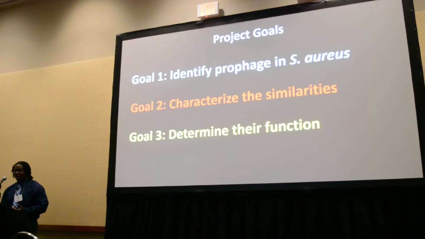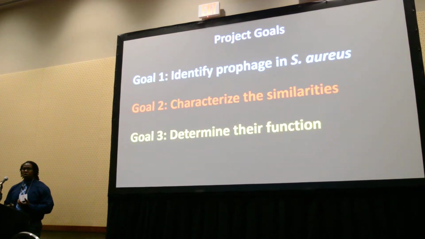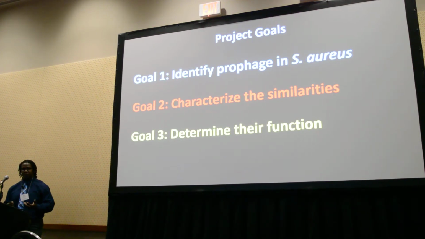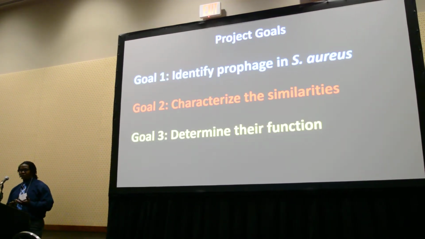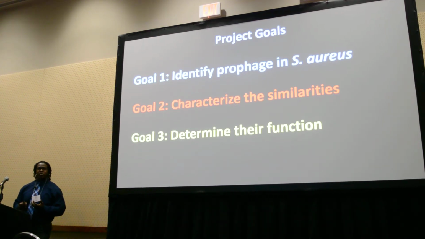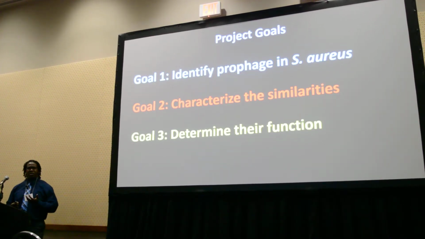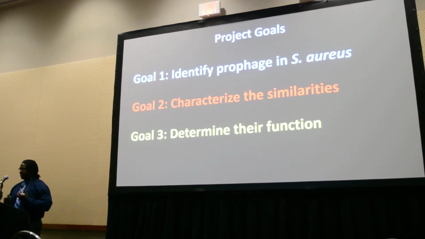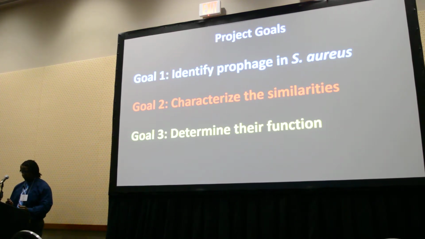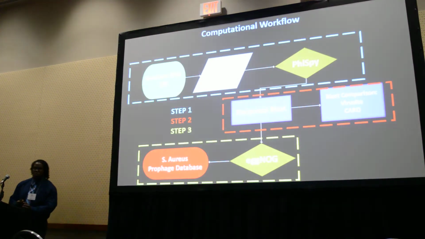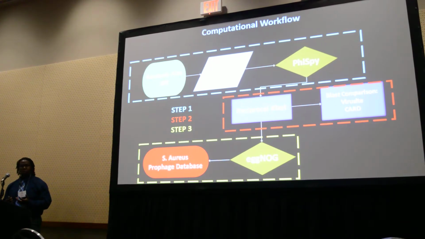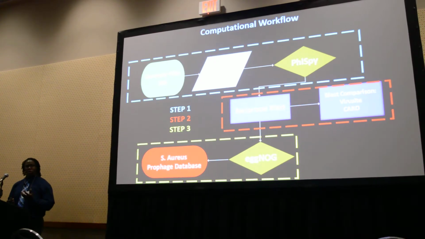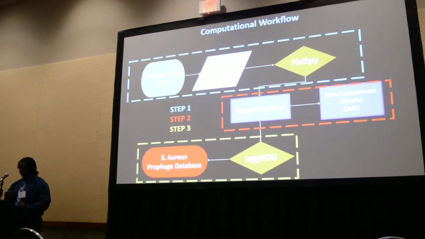For this project, I roughly had 3 goals. The first thing I wanted to do is just see what all phages are present in Staph aureus. And once I figured that out, I wanted to see what similarities they have in common, and basically determine their function as a whole inside Staph aureus. The workflow is basically broken apart into 3 different steps, and I'll go over each step in detail in a little bit.